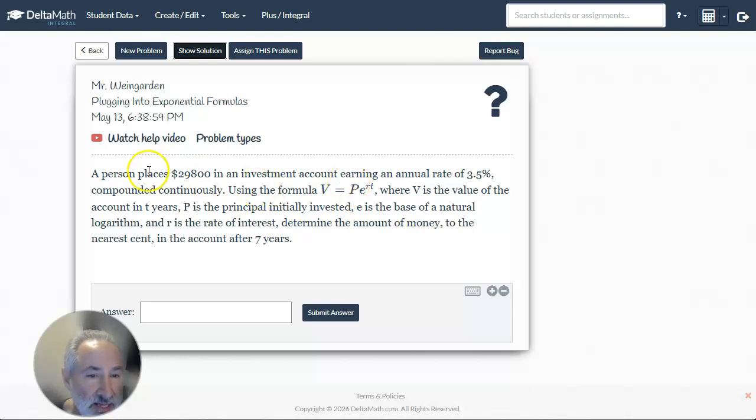But here it says a person places this amount into an account. Well, if they place it into an account, that must be the initial amount, which we're going to call P. Okay, and then the final amount that we're going to calculate must be V. That must be what we're trying to calculate, the final amount. They give us 3.5%, which is the R. And they also give us the number of years that the money will be invested for, 7 years. That'll be the T. All we got to do is plug in the numbers and calculate.